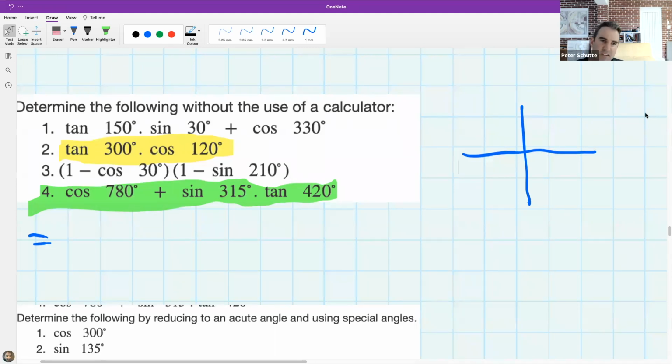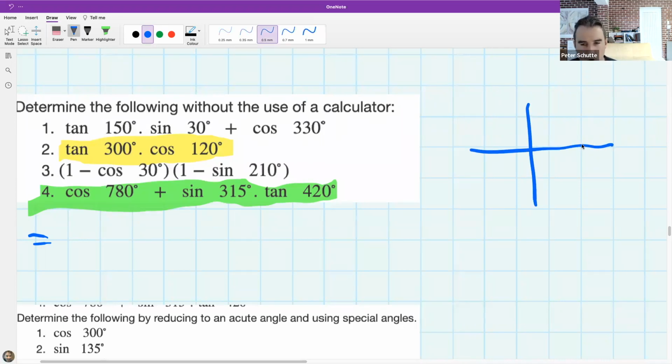Sir, I have a question for cos 780. If we cannot find the special angle when adding or subtracting, do we have to simplify the angle that we found? Because I found 360 plus 420. Do I have to simplify 420 so that I can get a special angle? You do, but why don't we try and find out what quadrant 780 is in? Because if we could figure out what quadrant it's in, it might go quicker.